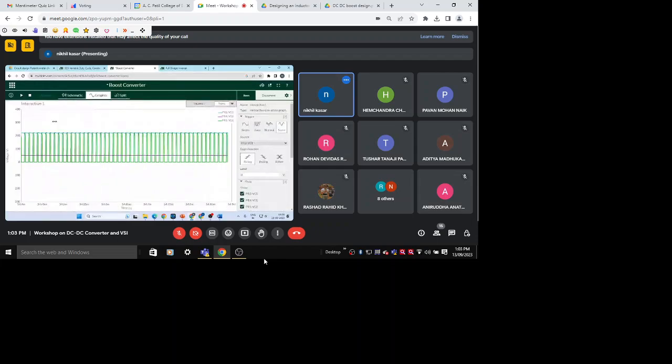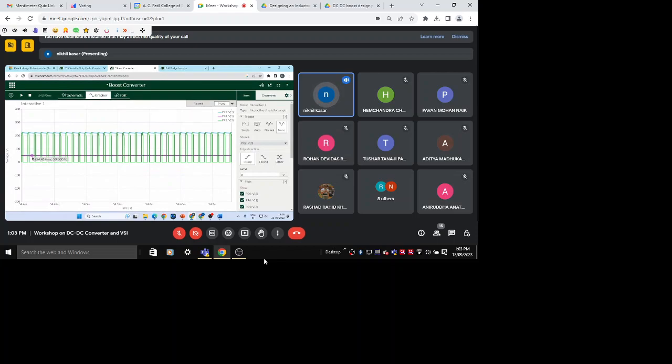It is showing slightly higher than 200. We apply maximum duty cycle, okay, 60 to 70 duty cycle. So you can see here this is the input voltage of 50 volts, and see this duty cycle. So this is the maximum possible. We have simulated.